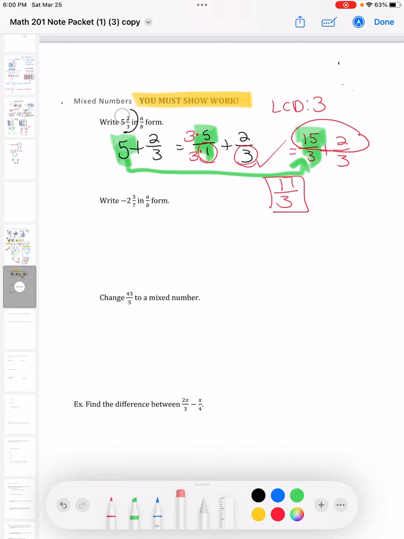So what a lot of people like to do is this cute little circle thing, and it is fine. You multiply the 3 and the 5, and that gives you 15. And then you add it to the 2. So you get 17/3. And that's fine.